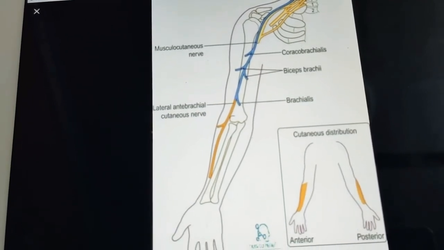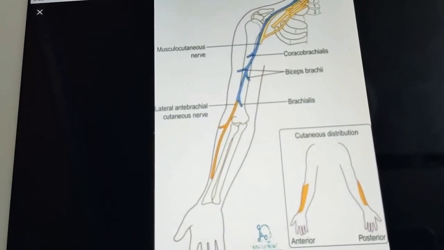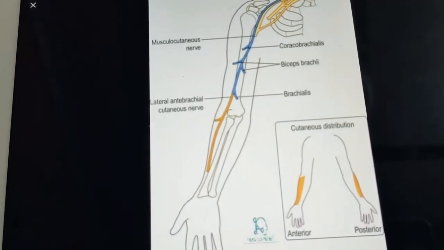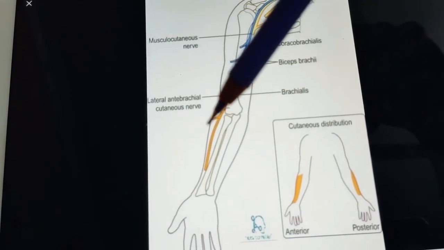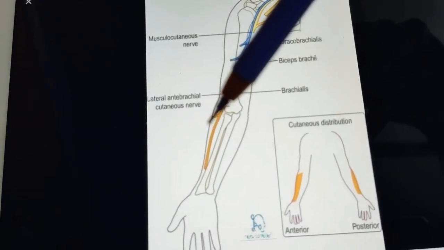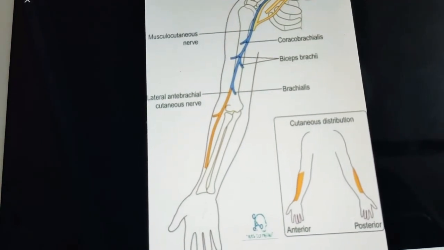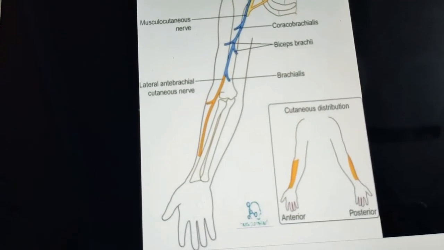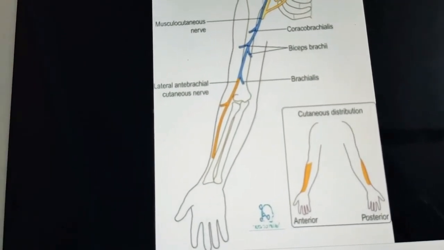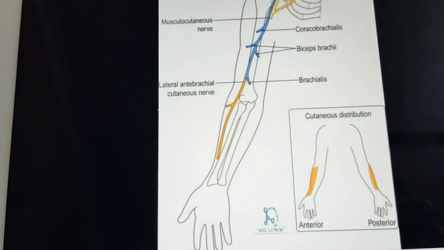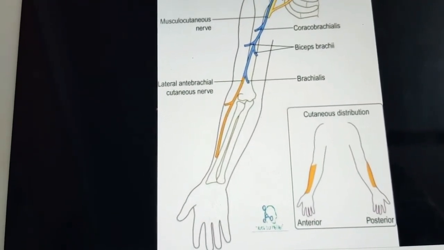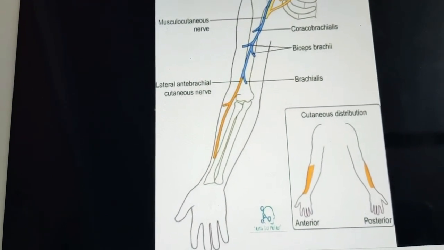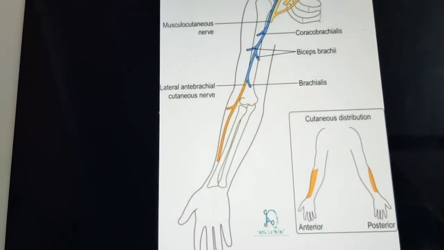So what are the communicating branches? The musculocutaneous nerve, through the lateral cutaneous nerve of the forearm, communicates with neighboring nerves, namely the superficial branch of the radial nerve, and the posterior cutaneous nerve of the forearm. This is important. It also communicates with the palmar cutaneous branch of the median nerve. So this is a question: the musculocutaneous nerve communicates with the radial nerve, the posterior cutaneous nerve of the forearm, and also the palmar cutaneous branch of the median nerve. By this we have completed the musculocutaneous nerve.